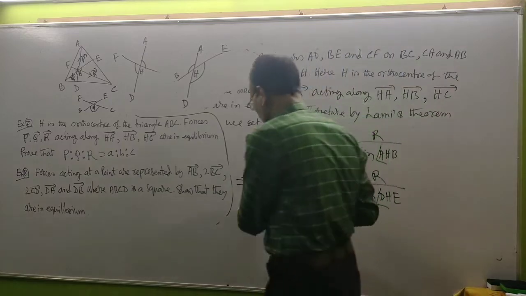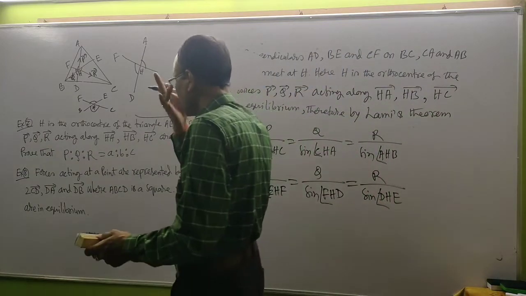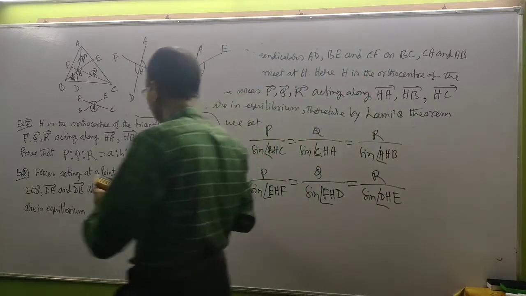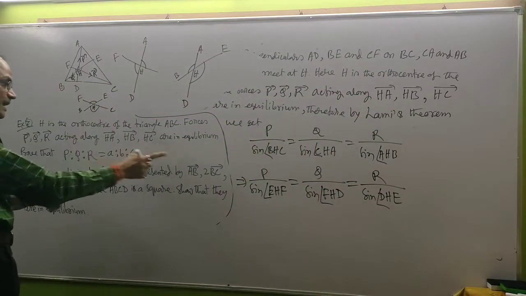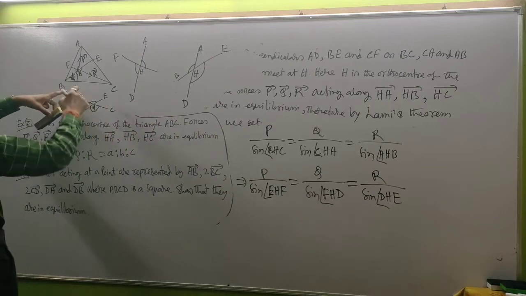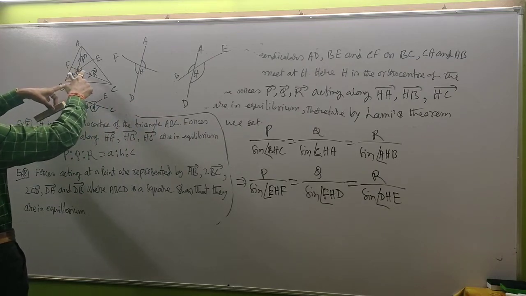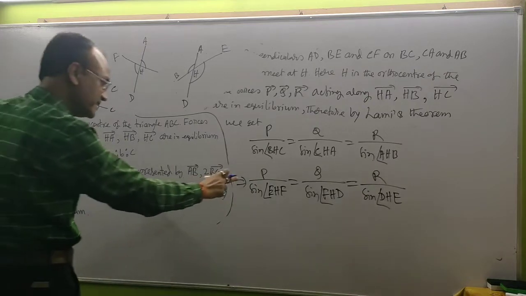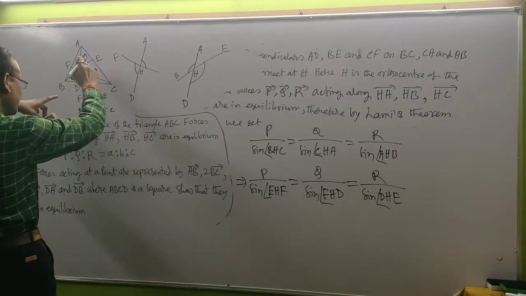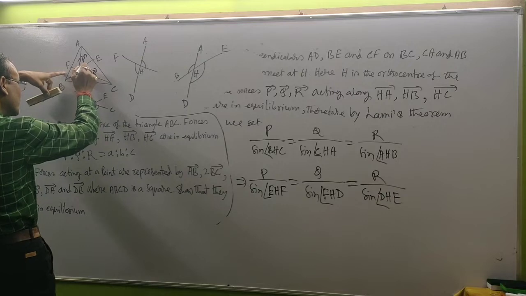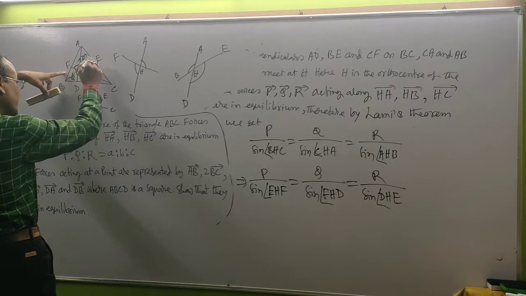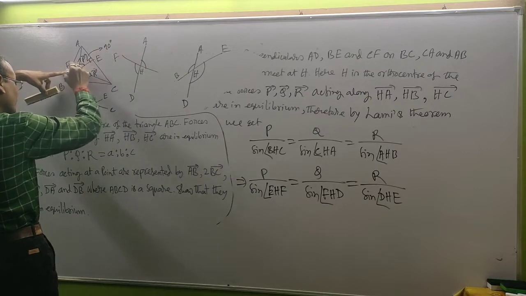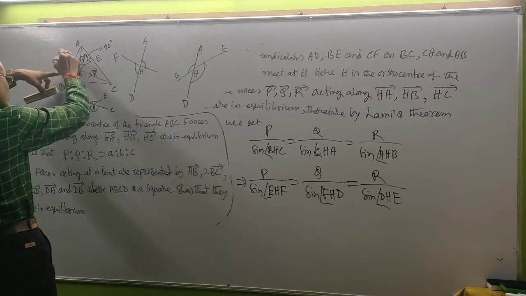Now, see the diagram here. It is EHF, this angle. We have to find this angle. Now, this angle is 90 degrees, and this angle is also 90 degrees.